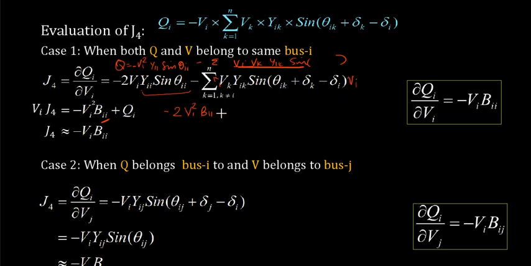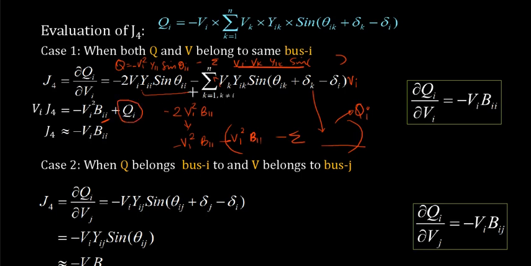You can split this particular term into minus Vi squared Bii, minus Vi squared Bii, minus sigma, and the rest of the terms will be here. Once you combine these together, you will get Qi. So this entire term is equal to Qi. This minus Vi squared Bii minus sigma, rest of the terms will be equal to Qi. So that is plus Qi, and you will have minus Vi squared Bii left out.